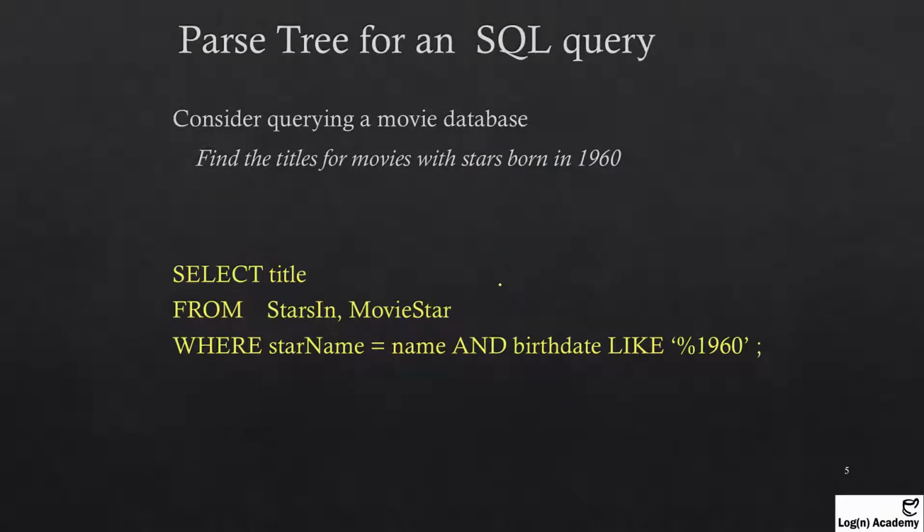In SQL also, the SQL engine creates an expression tree using the query that we write. Let's say, for example, here we have a simple case: find the titles of the movies with the stars born in 1960. For this, we have a query here, which selects one field from two tables. Then we have a where clause and an and operator. Now, how can the binary tree help us in parsing this?